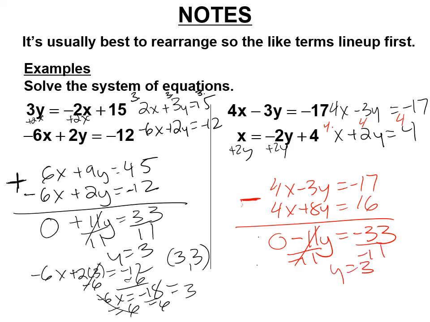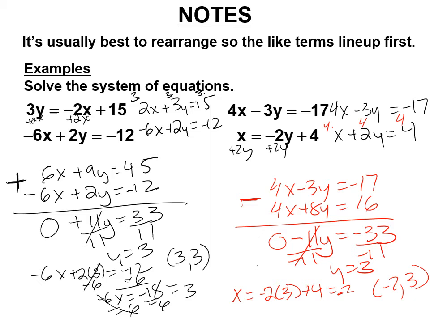Y equals 3. All right, we have a nice equation on the bottom with x all by itself, ready to go to find x. X is negative 2 times 3, negative 6, plus 4 is negative 2, and so these cross at negative 2, 3.